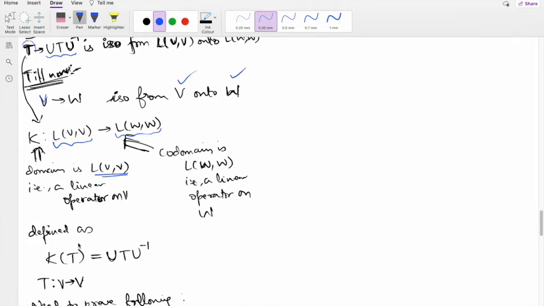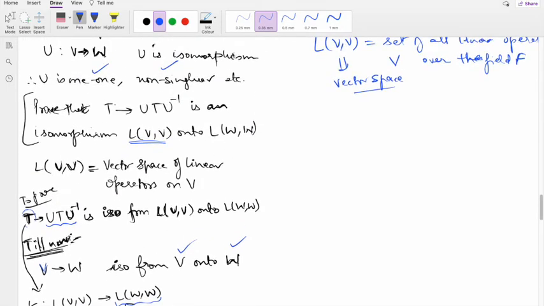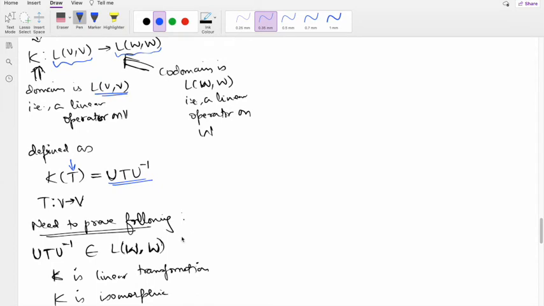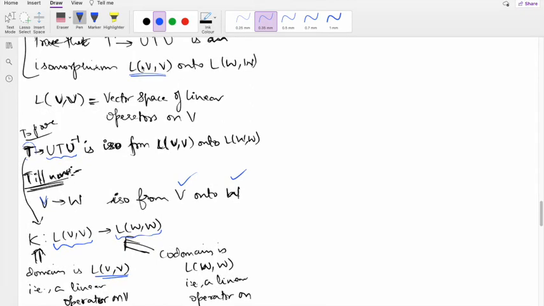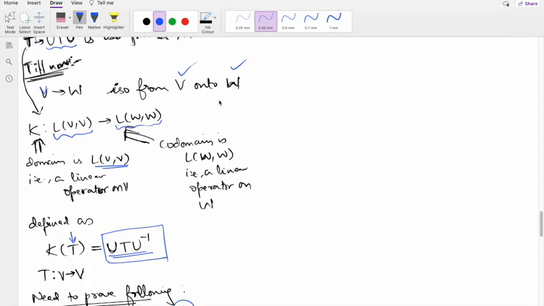The way it is defined is that it takes T and gives out the transformation U T U inverse, where T is some operator going from V to V. So what do we need to prove for this statement? The first thing is that the result of applying the K transformation is actually an element of L of W comma W, that it is a linear operator on the space W. The second thing is that K is a linear transformation. And the third thing, as the question says, is that it should be an isomorphism between these two vector spaces.